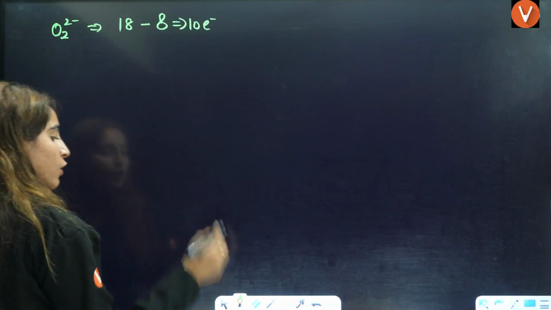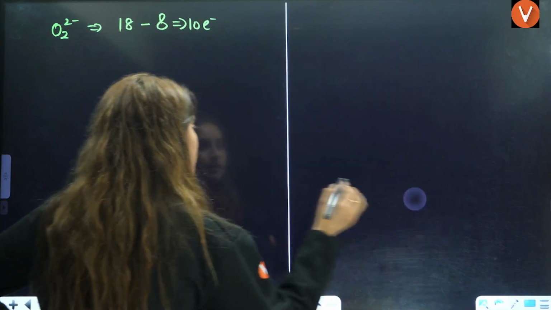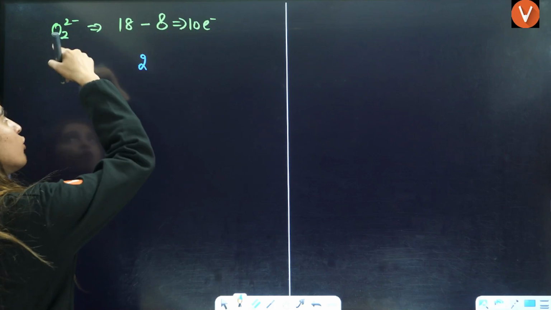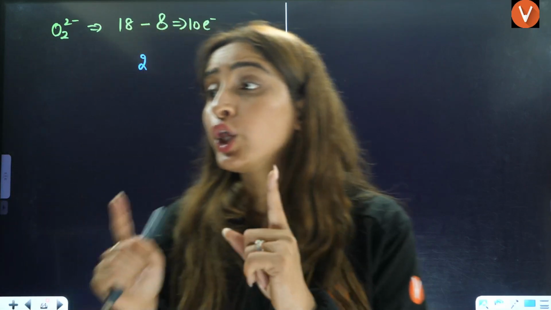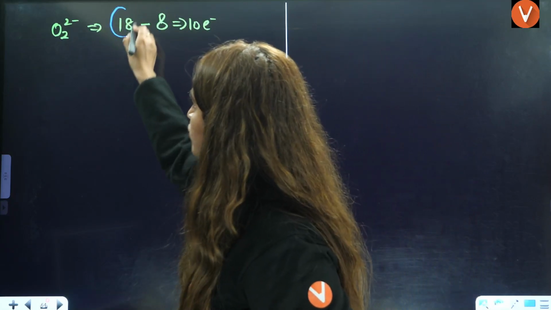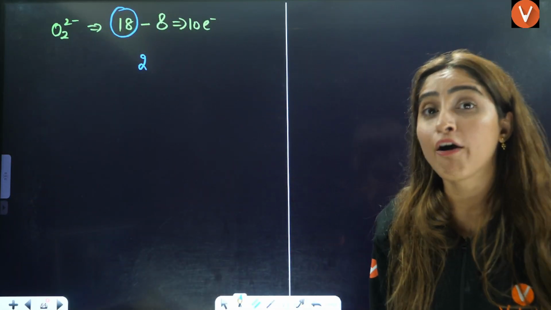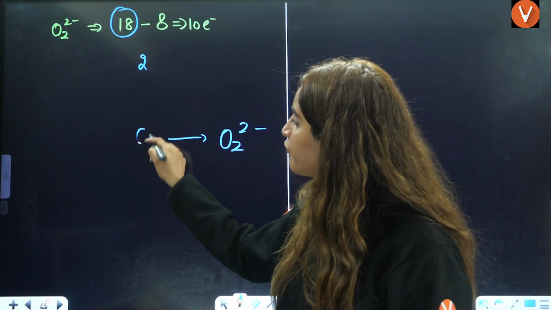Now, these 10 electrons I'll fill in. Because in O2 2 negative, always remember in the ions, you can't see the electrons that are actually present there. These are the actual electrons that are present. You have to see that O2 2 negative is formed from O2.